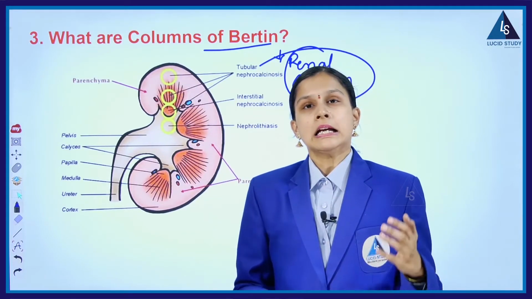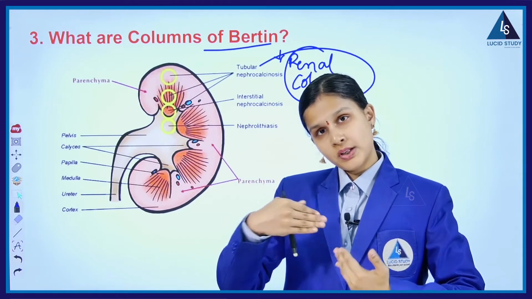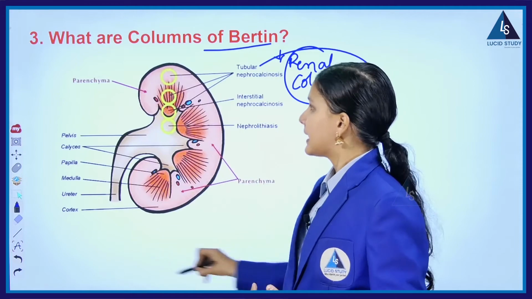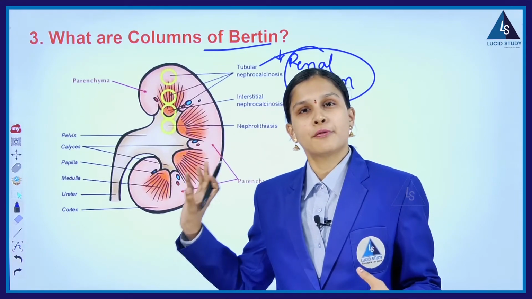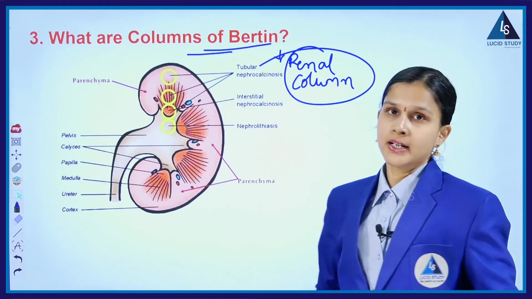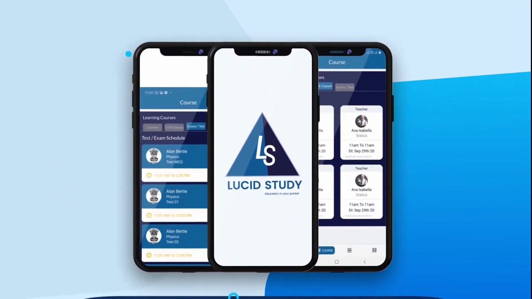So usually the projections of renal cortex will be there in between the renal pyramids. So all these projections will be there in a kidney. So these projections you can find inside a kidney. So these are called columns of Bertin and also known as renal columns.